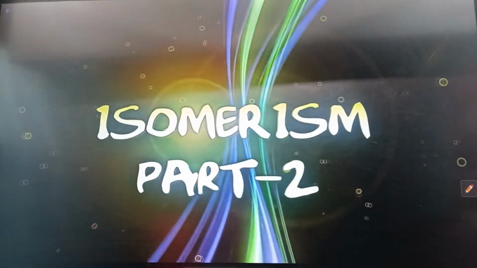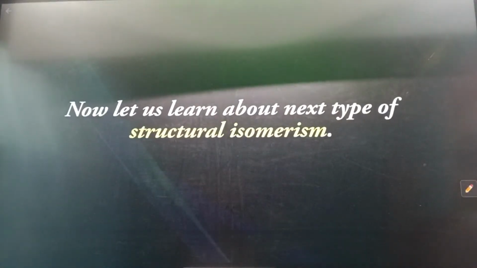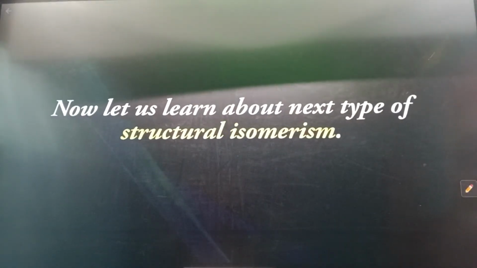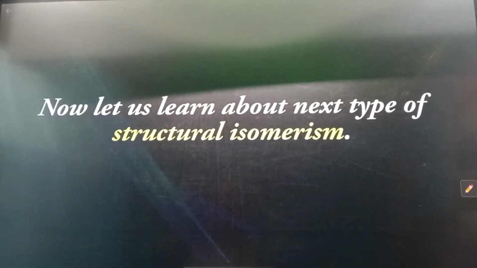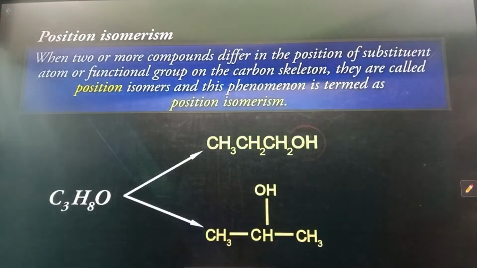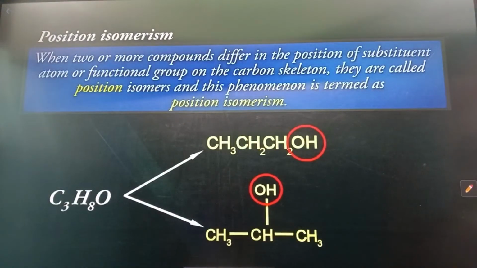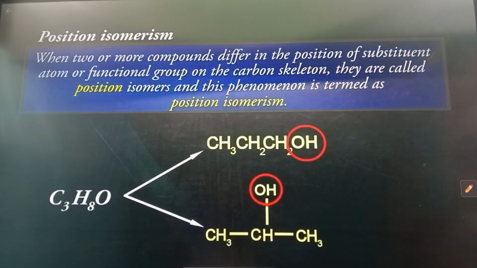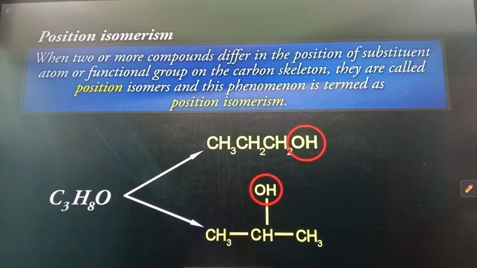Isomerism, Part 2. Now let us learn about the next type of structural isomerism. Position isomerism. When two or more compounds differ in the position of substituent atom or functional group on the carbon skeleton, they are called position isomers, and this phenomenon is termed as position isomerism.